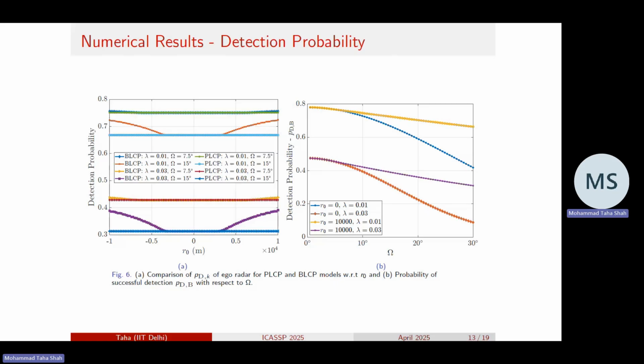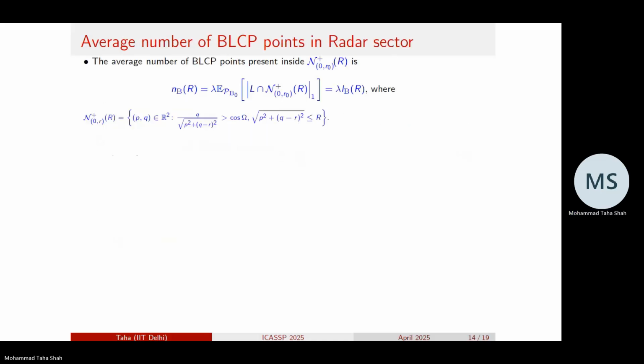Regardless of R0. Now, from the cognitive radar's perspective, this brings us to our second metric, second parameter, which will help us optimize the beam width, which is the average number of BLCP points in the radar sector, or essentially the potential number of targets seen by the ego radar. So this is a critical parameter because it directly helps us estimate the number of successful detections by ego radar.